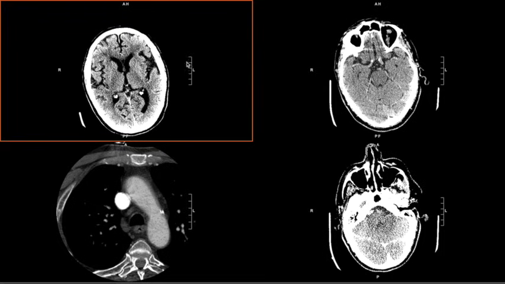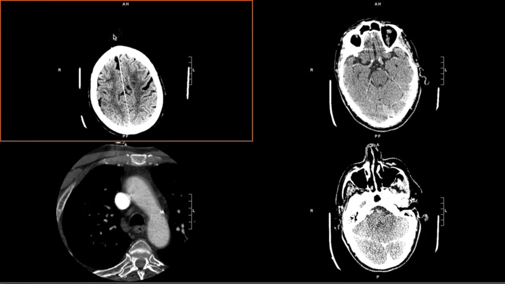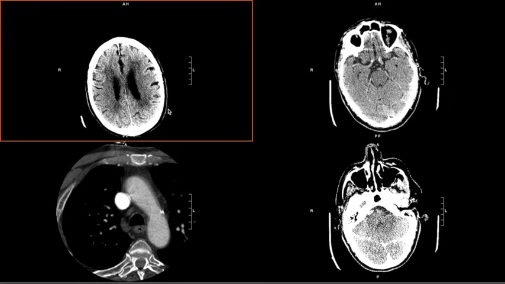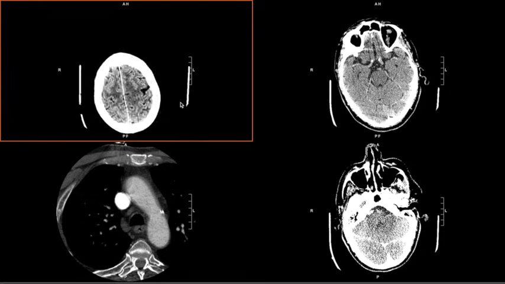Split it into 4 so it's easier to see. And I scroll down from the top. Okay, it all looks preserved here. Let's look at the ACA territory first. Looks great. Look at the MCA territory on the left. Looks very crisp, gray-white differentiation. Notice how crisp and how bright the gray matter is compared to the white matter.